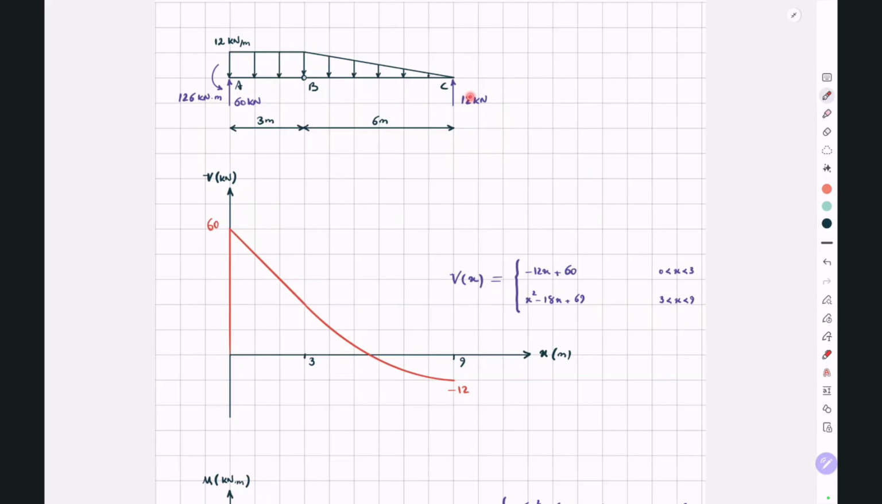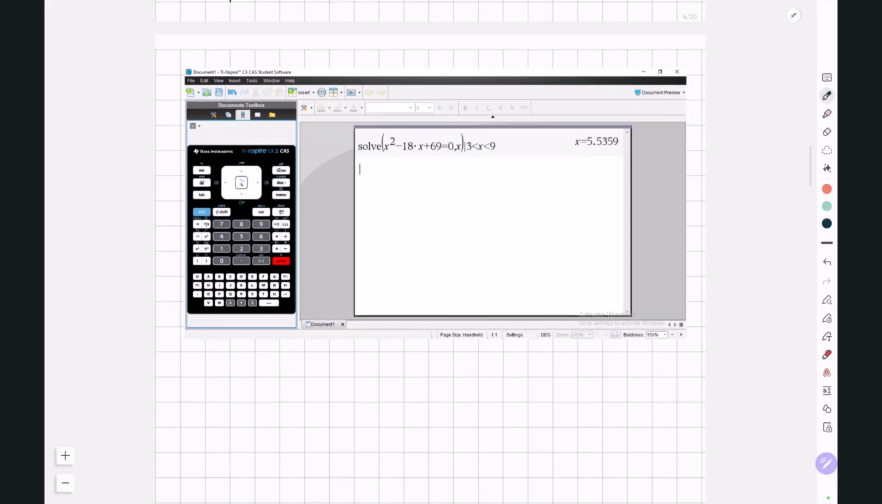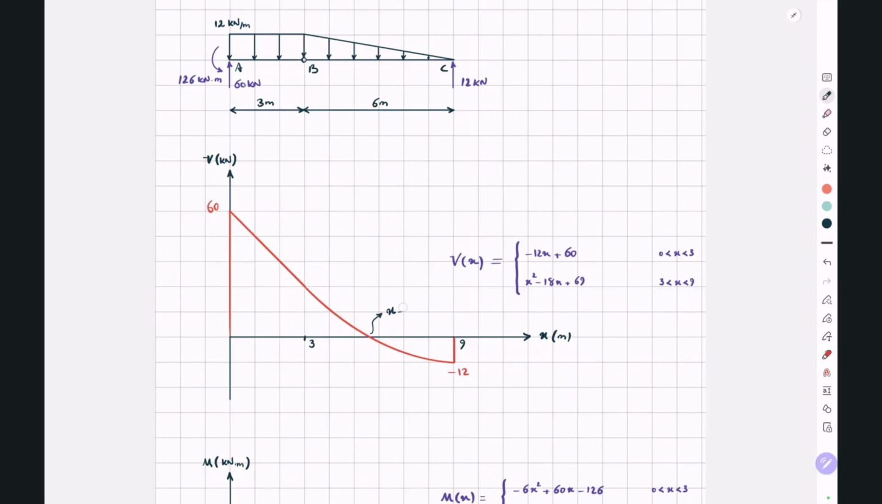So we have to go up. And you can see that somewhere between point B and C, or x between 3 to 9, your shear force is equal to 0. So if you put this function equal to 0, you will be able to determine this x here, which is approximately equal to 5.54 meters. So this x here is approximately equal to 5.54.